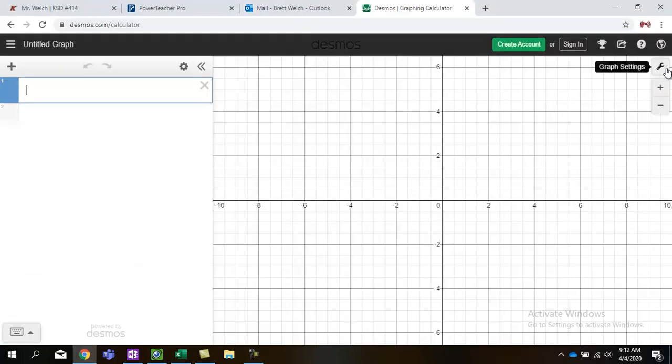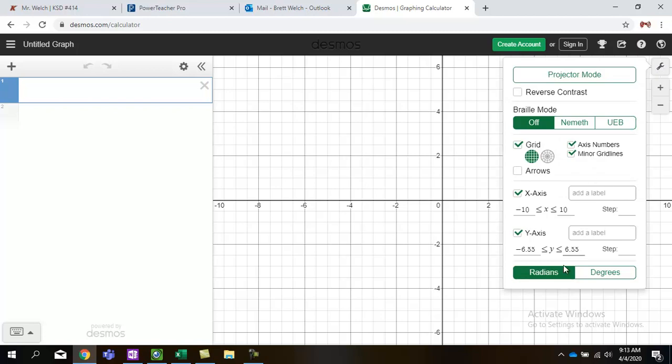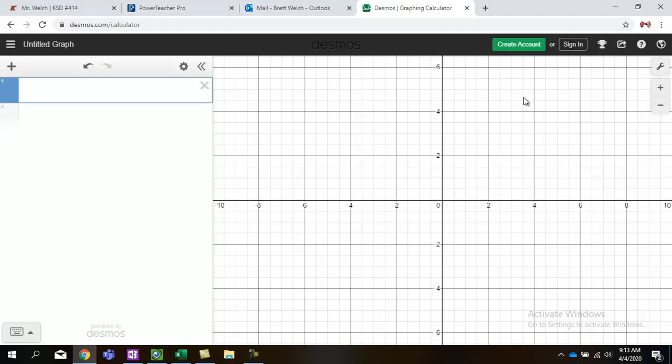So first thing I'm going to do is come to my graph settings, and I am going to change the mode from radians to degrees. Definitely want to live in degrees. Truth is, there is a scientific calculator on Desmos, but I just always default to the graphing one.